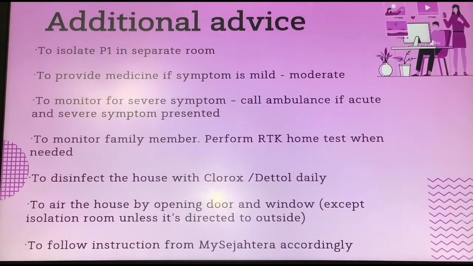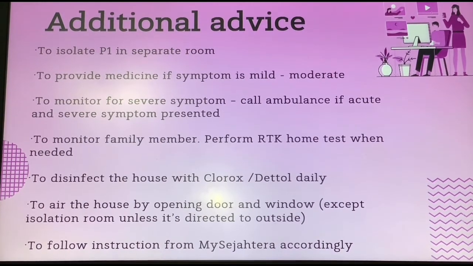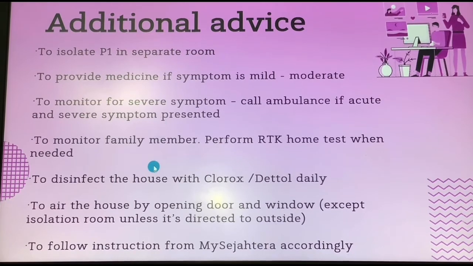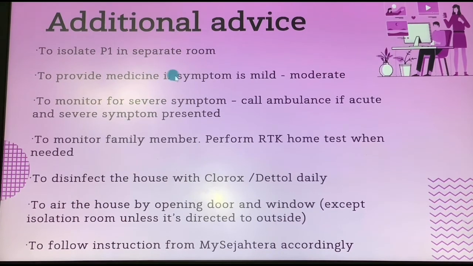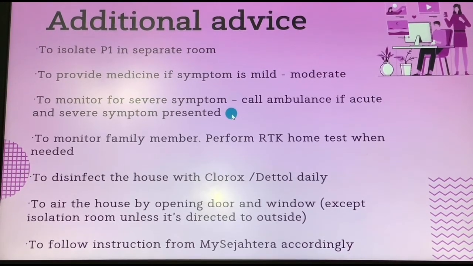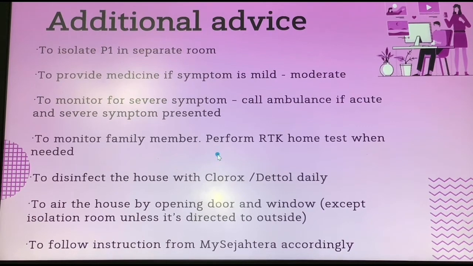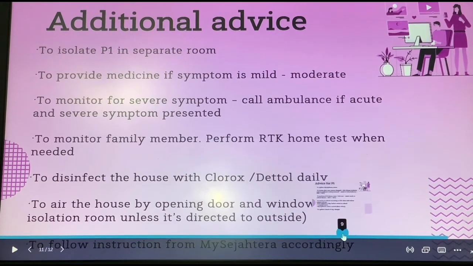Otherwise, there is some additional advice which is good for us to tell the parents as well, because it makes the parents feel that, of course we care, and that we are in control of the situation, and we advise them accordingly. It is just additional advice because it is much more on disease control in the home setting. So you can advise the parents to isolate the P1 in a separate room and provide medication to the P1 if the symptoms are mild to moderate, and if it is severe, to call an ambulance, and to monitor the whole family as well, and perform RTK at home when needed, and to disinfect the whole house with Clorox or Dettol, and also air the house by opening doors and windows except for the room which is the isolation room.